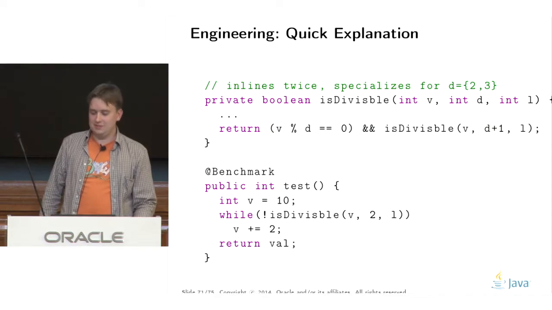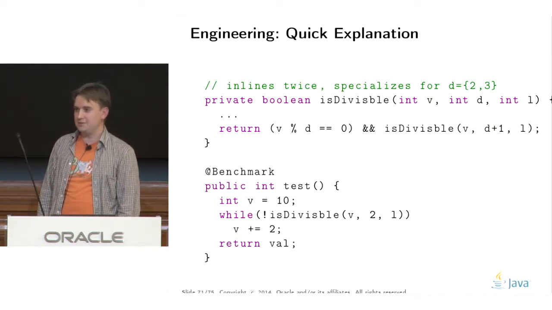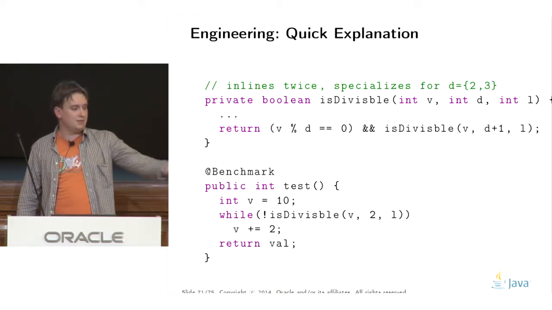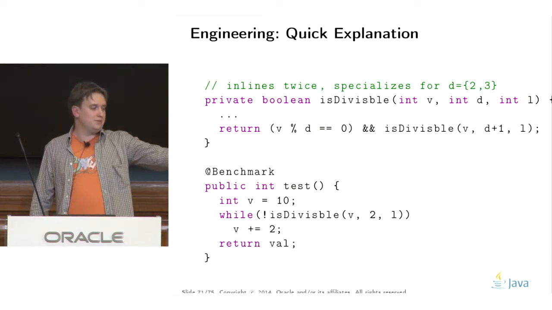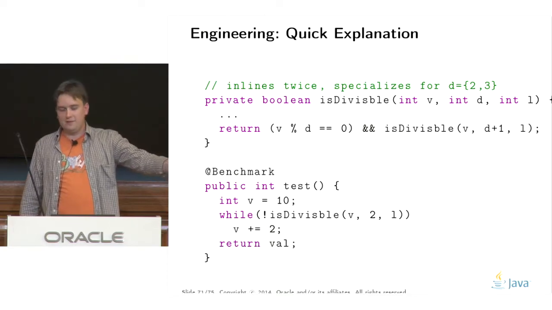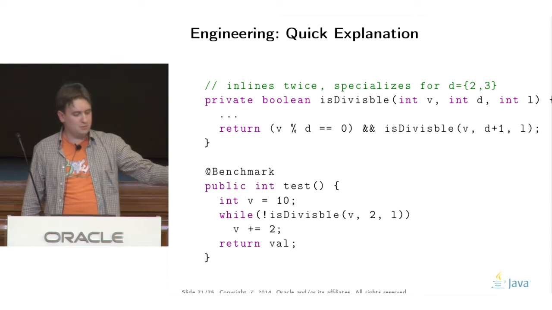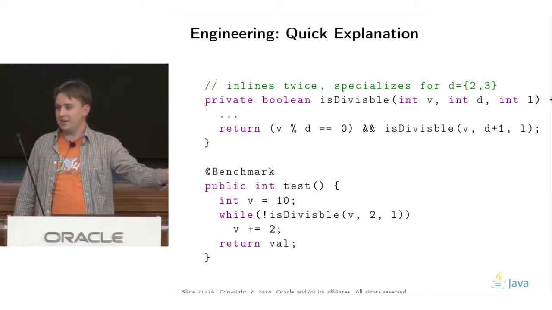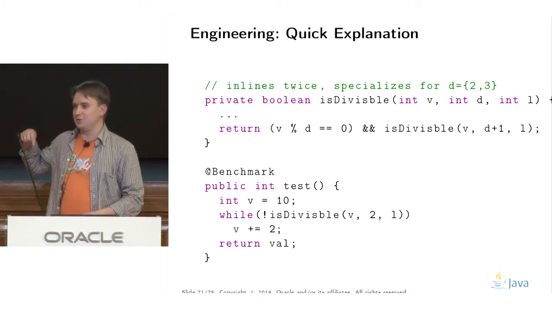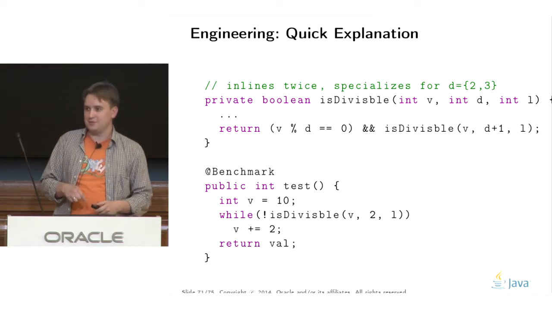This is the answer. This is the Java code. We do not inline isDivisible very much. We only inline it in the test once, and then we inline isDivisible once in its body. This inlining provides us with the useful information that we know the divisor exactly. Because we know that the first call of isDivisible is called with 2, and the second is called with 3. So we can specialize for divisors there.